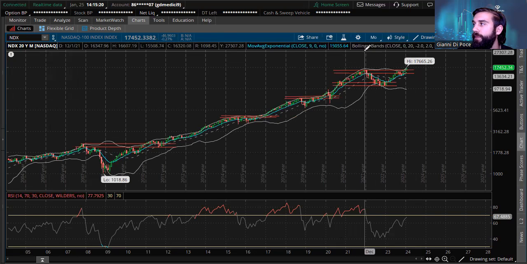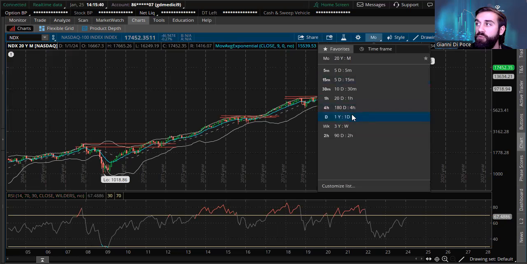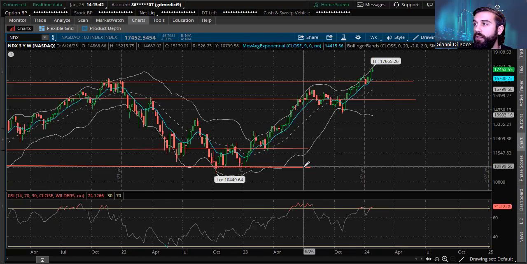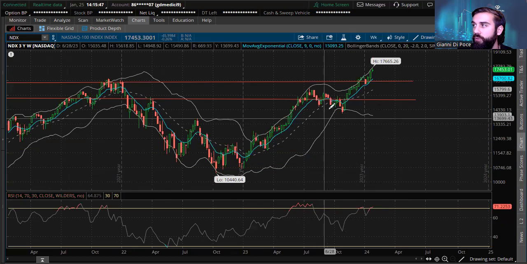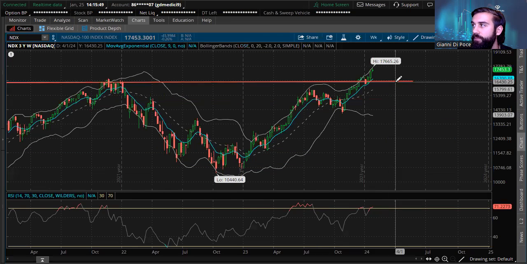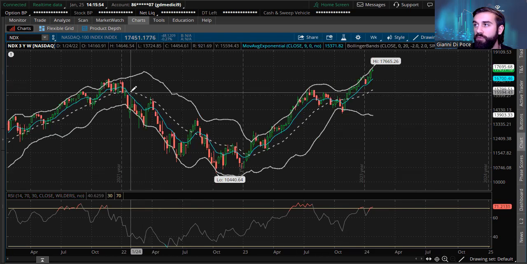16,500 zone. Now, one key thing to understand with support and resistance is that whenever resistance breaks to the upside, that price zone becomes support. Whenever support breaks to the downside, that price zone then becomes resistance. So we'll look at some more practical examples on shorter time intervals so you can see it better. So we'll go to the weekly chart. I'll delete these drawings. And we'll look at some shorter term levels of support or resistance.